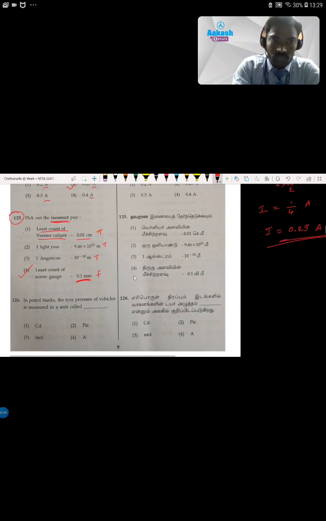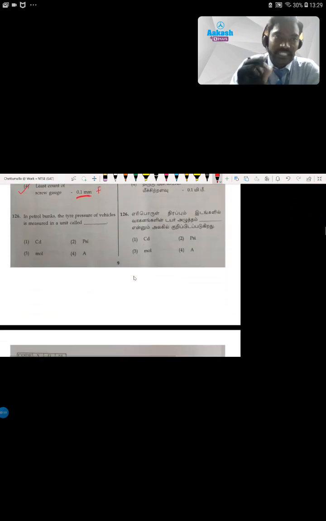Next, the 126th question. This question is also a direct informative question from the State Board 9th class fluids chapter. After the concept of pressure, they have given in a box some information: in petrol pumps, the tire pressure of vehicles is measured in the unit called PSI. Okay. Next, 127.